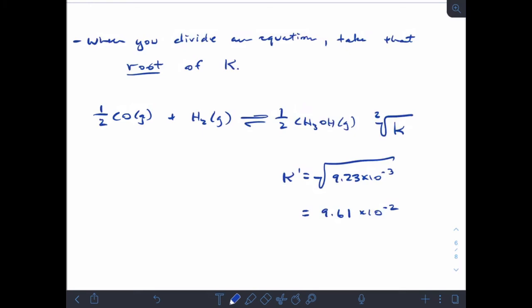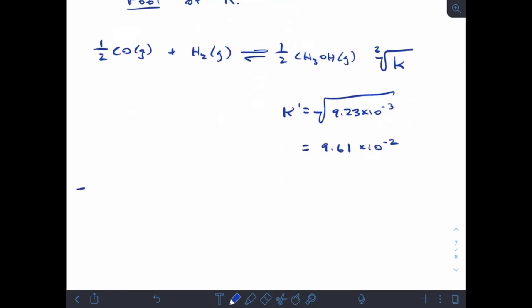And then lastly, the final piece is when you combine equations, multiply the K's.